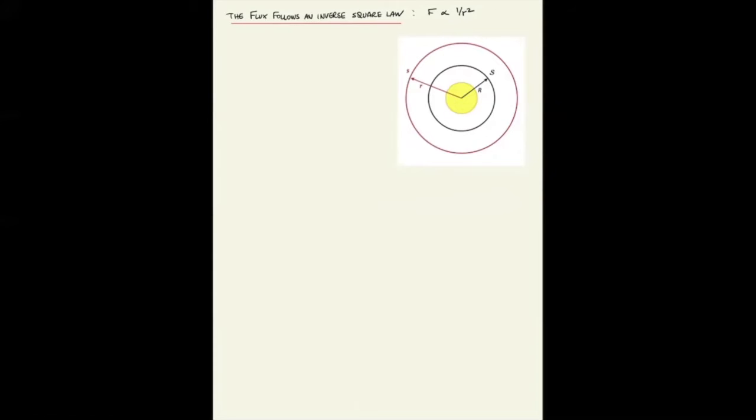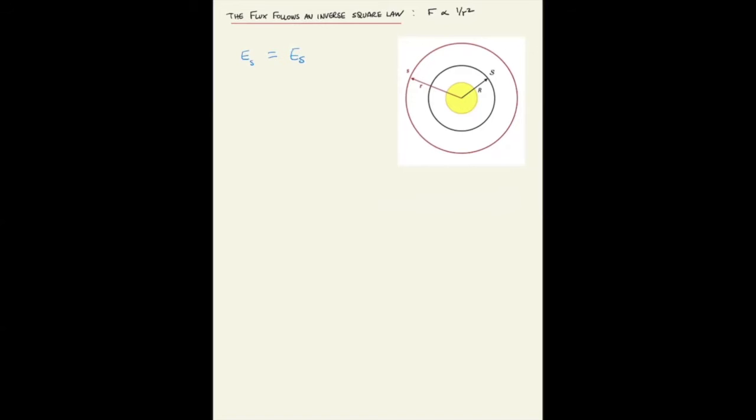I would like to show an important property, which is that the flux follows an inverse square law. If you consider an isolated star, like here in the figure, and you put spherical surfaces, you can write that the energy crossing the surface little s is equal to the energy crossing the surface big S.